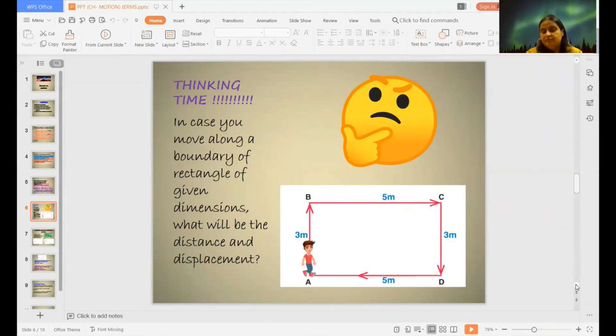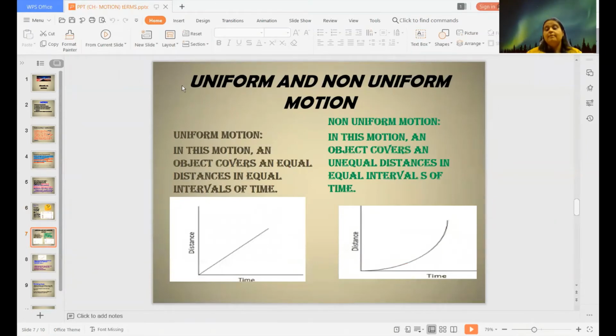Let's move. Uniform and non-uniform motion. Now uniform and non-uniform motion, very simple. You have done it also in grade 7. Uniform motion means, in simple language, speed remains same. Non-uniform motion is when speed changes. Like suppose if you're going somewhere and there's traffic, you are getting hurdles, obstacles in between. So you will keep changing your speed. So that means you are moving in a non-uniform motion.